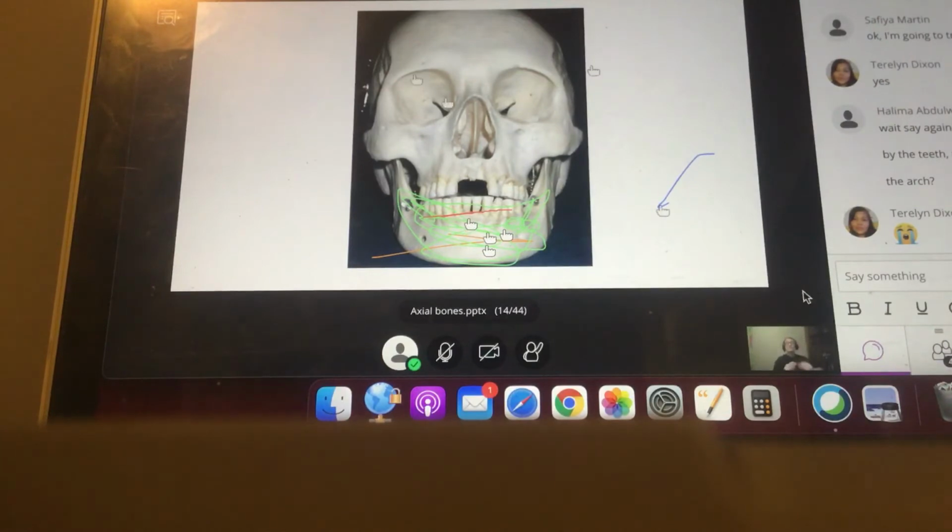Sphenoid. All around the opening. That's it. Right there. That's what I'm talking about, people. Good job. That's what I want. Somebody put teeth in it. You guys are silly.